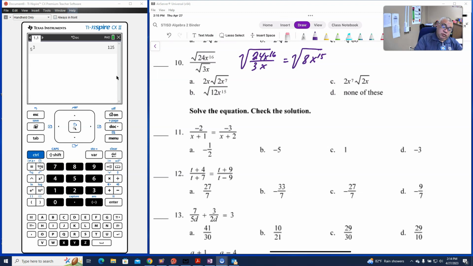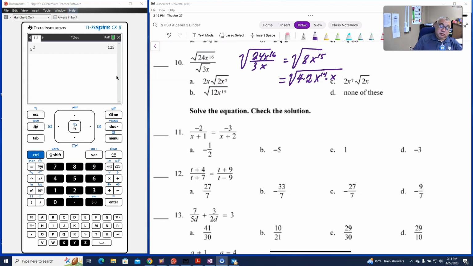So what we want is everything in powers of 2, so we can get the square root. In this case, it's going to be 4 times 2. And since our index is 2, we want it to be divisible by 2. So it's going to be x to the 14th times x.